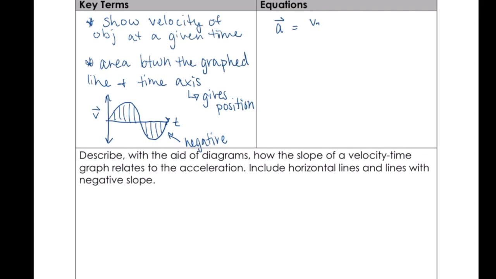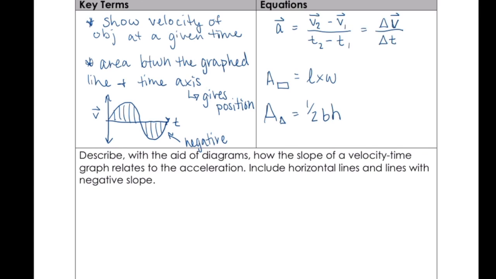So we have our final velocity minus our initial velocity all over our final time minus starting time. Okay, this can also be interpreted as change in velocity over change in time. Okay, and then some other equations that are also helpful are our area ones. So the area of a square or rectangle is length times width, and then our area of a triangle is 1/2 base times height.